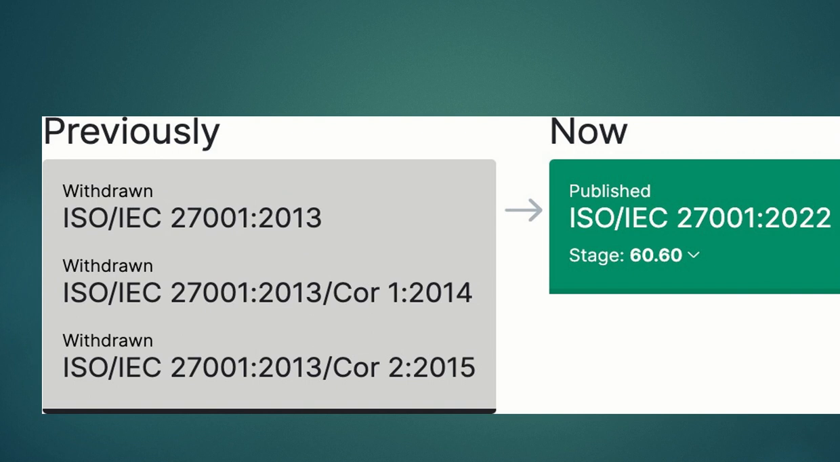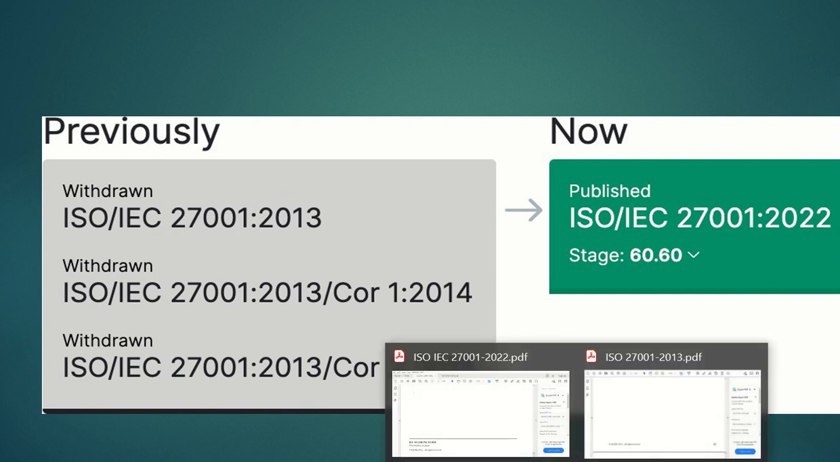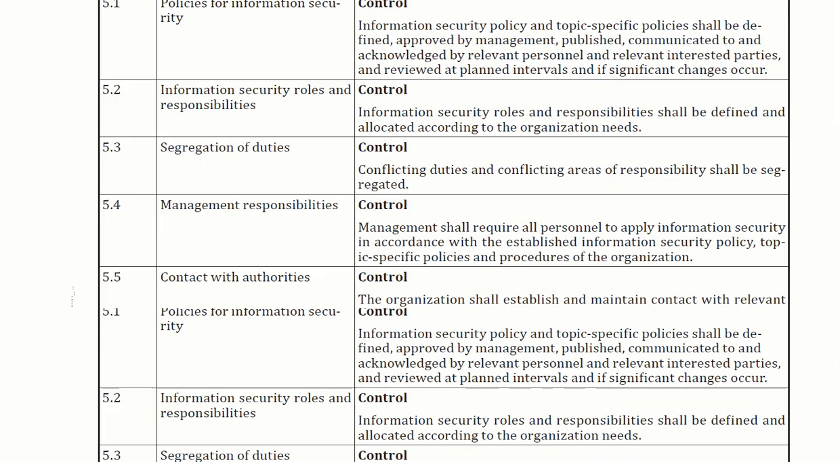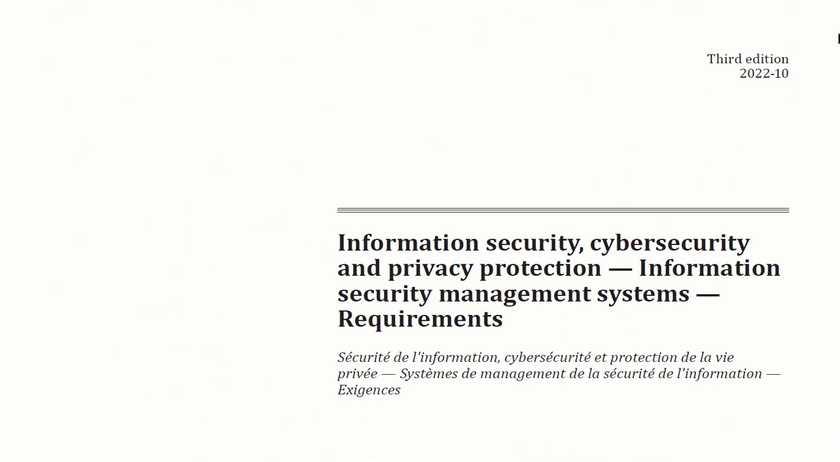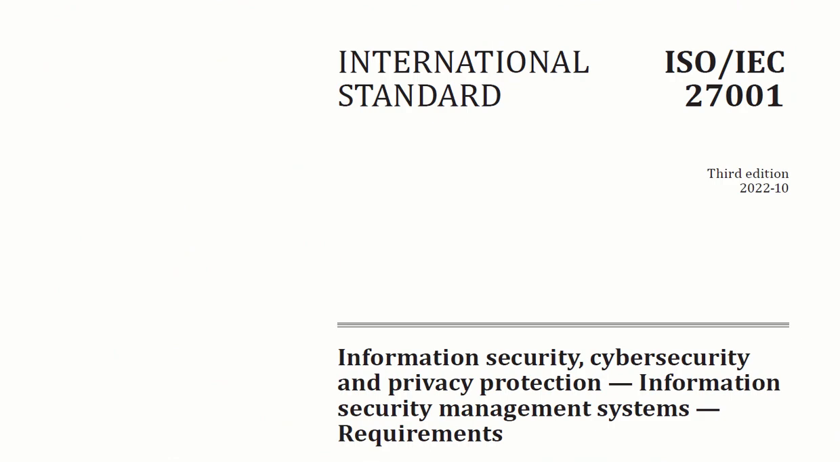The major change you can see is the name. This is the new standard in front of you, called ISO 27001:2022 version. The name has been totally changed. You can see here the name. Now the name of the standard is Information security, cybersecurity and privacy protection.